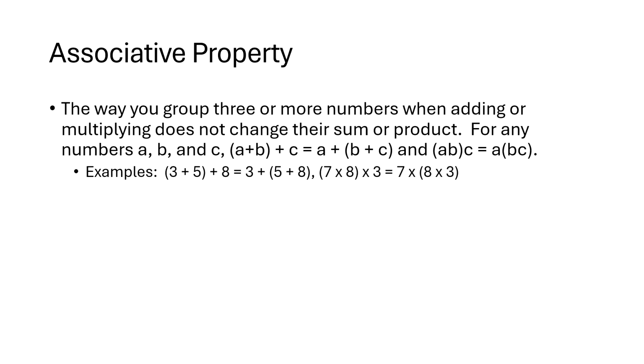Examples: (3 plus 5) plus 8 is equal to 3 plus (5 plus 8), and (7 times 8) times 3 is equal to 7 times (8 times 3).